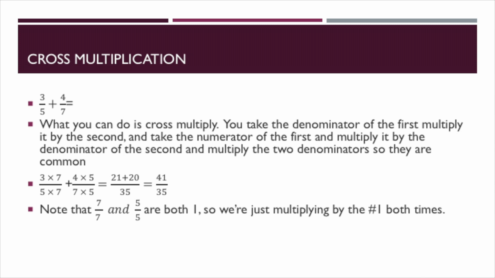You'll see that both these fractions now have the common denominator of 35, so you can add them together. So in this case, we've got 41 over 35. Now the question is, why does this work? How can you do this? How are you doing this random multiplication?